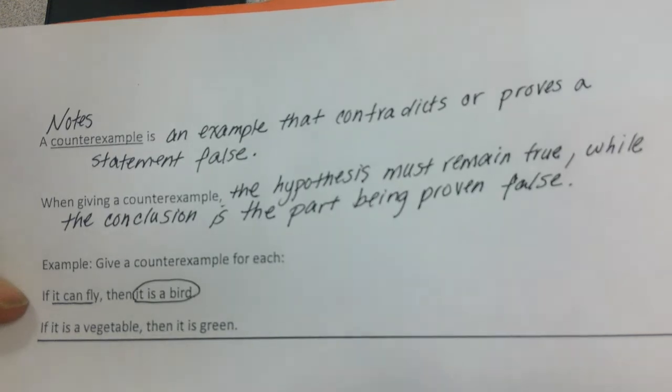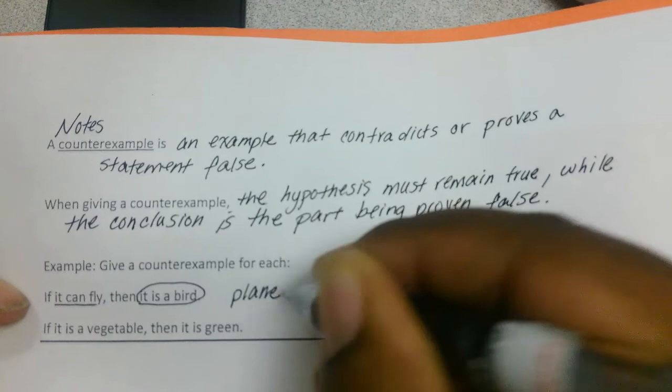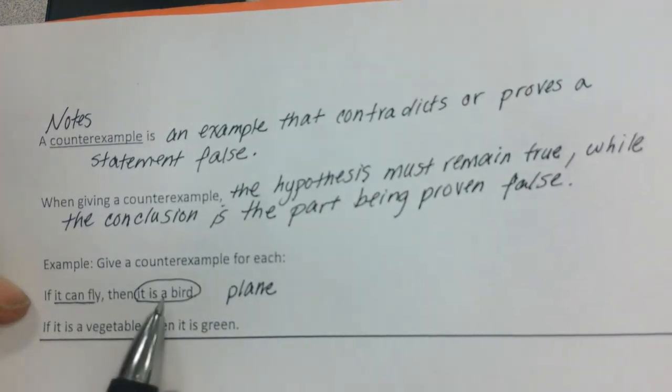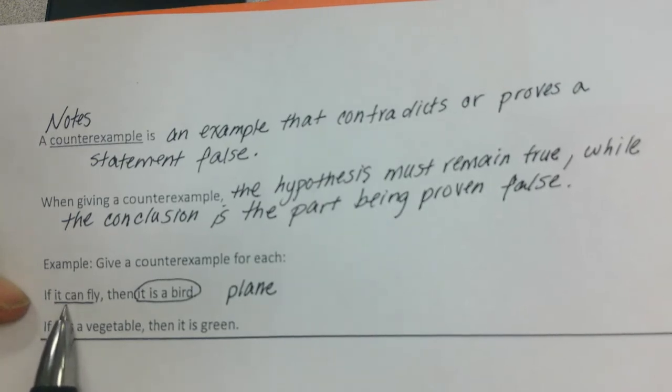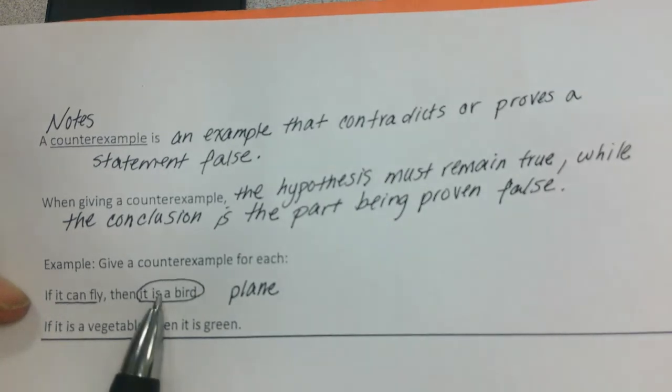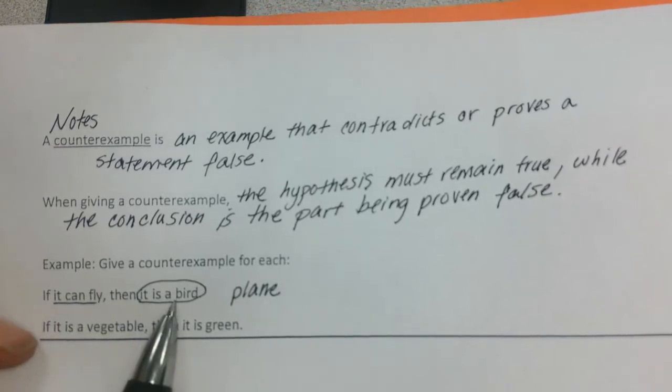If it can fly, then it is a bird? No. A counterexample to that could be a plane. Why? Because a plane can fly, but it's not a bird. What I can't say is a flamingo, because a flamingo is a bird, but it doesn't fly. The first part must be true. The second part is the one you're proving false. So my hypothesis must be true. The conclusion is what I'm proving false.